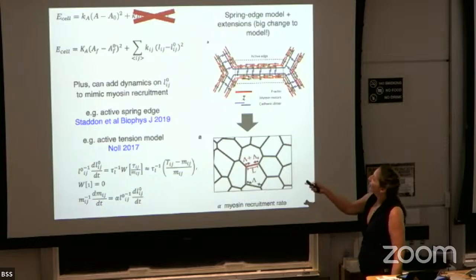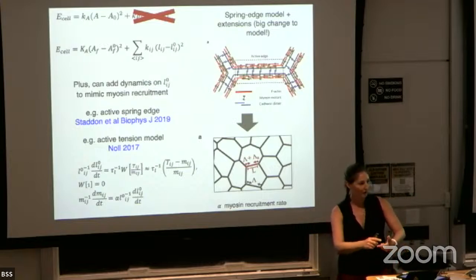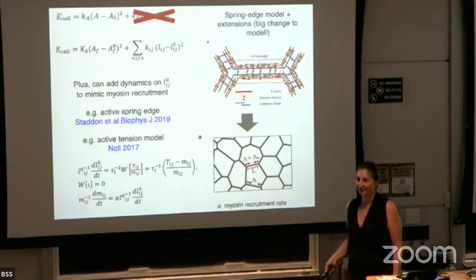Okay, so we'll call the raw model this one, the spring edge model. Then there's one with extra dynamics that has myosin recruitment. We'll call that the active spring edge model. And this is a different one that I'll call an active tension model. So let's call those models 3, 4, and 5. And we changed the energy functional a lot, including adding active dynamics to it, right?